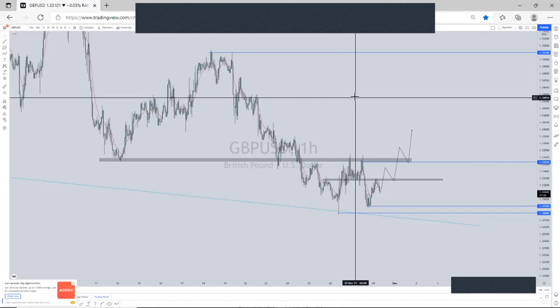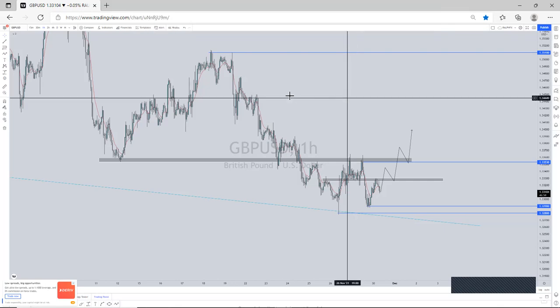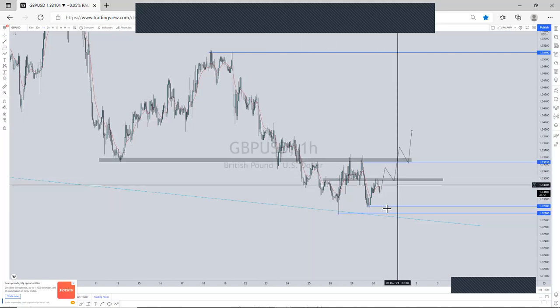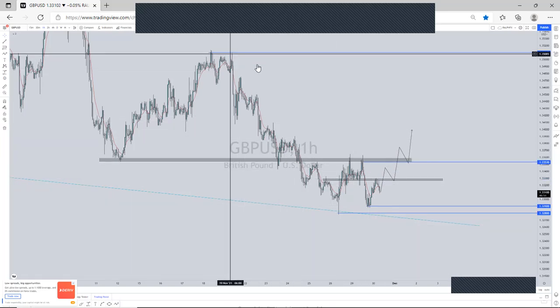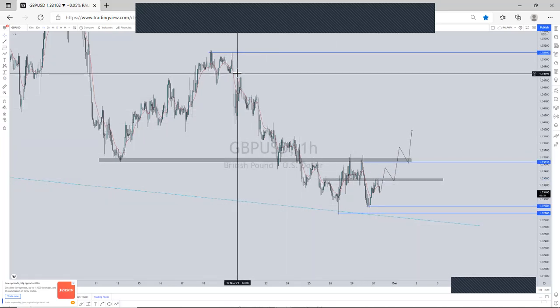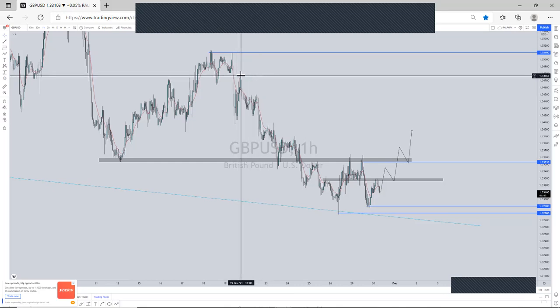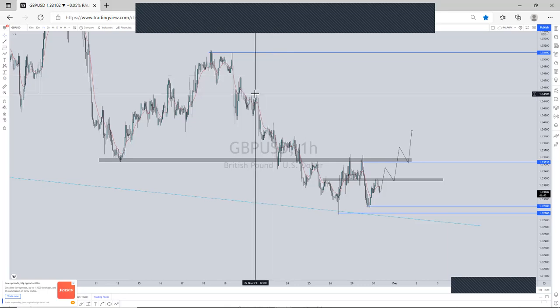When we're talking about liquidity, we're talking about maybe stop losses, right? So let's say you were selling this market, expecting the market to keep falling, and you want to trail your stop loss. You put your stop loss above the previous lower high or swing high or whatnot.